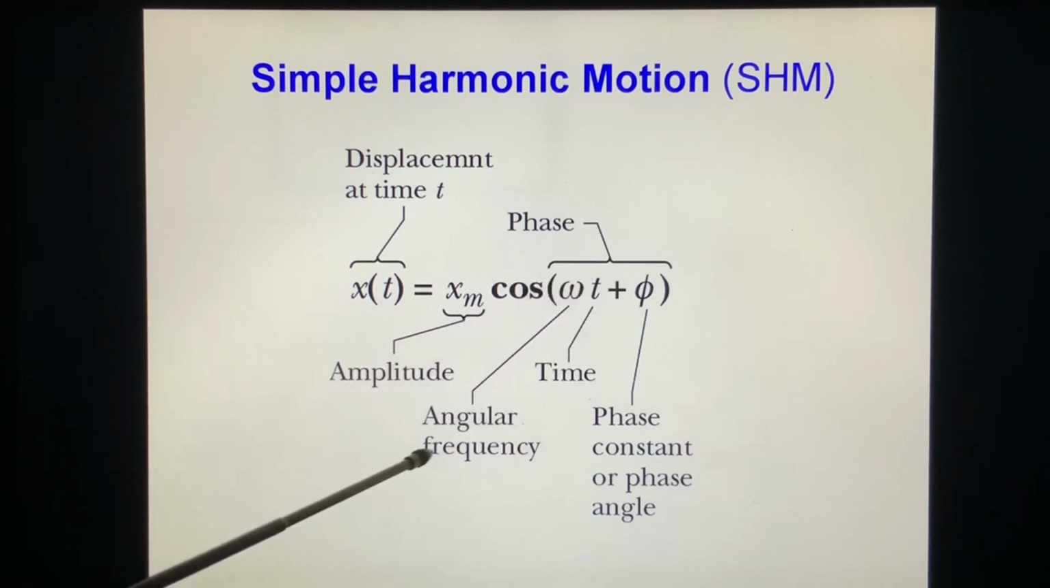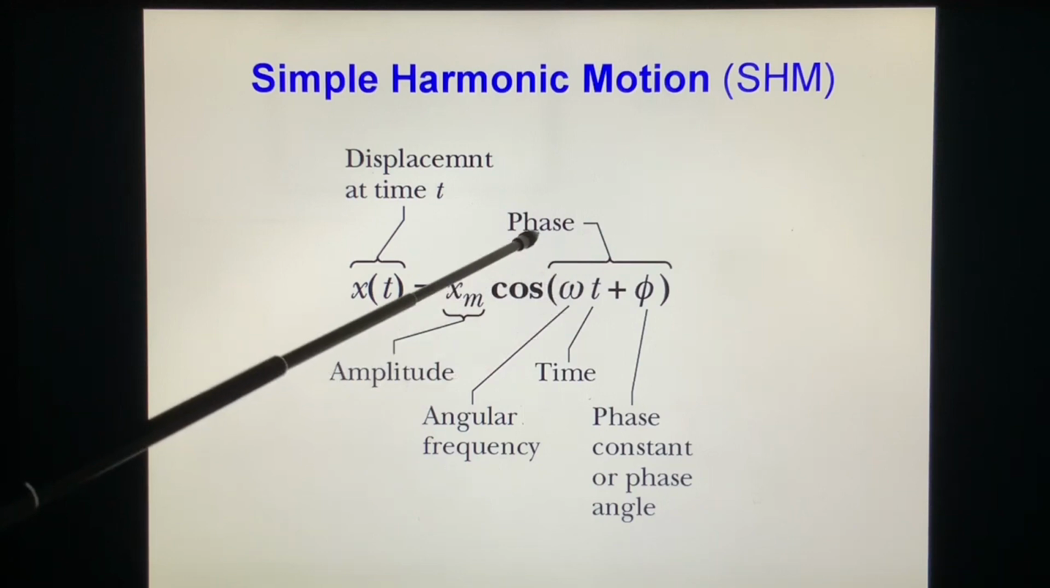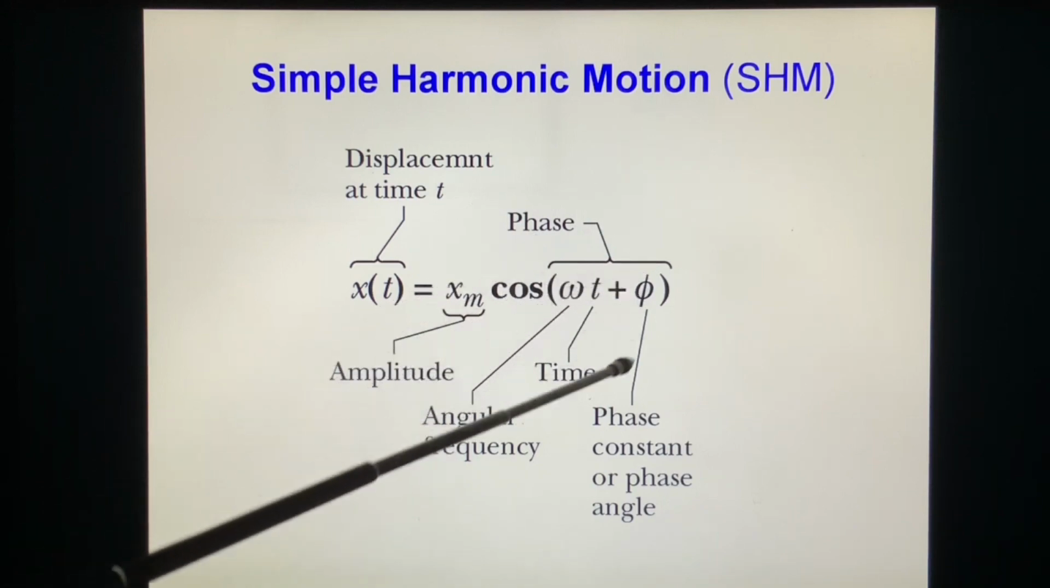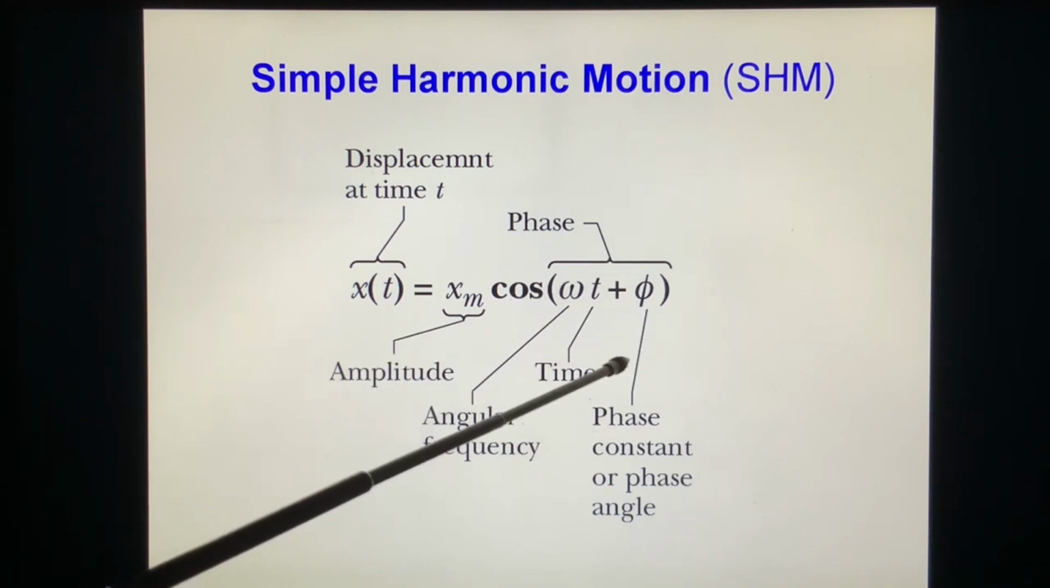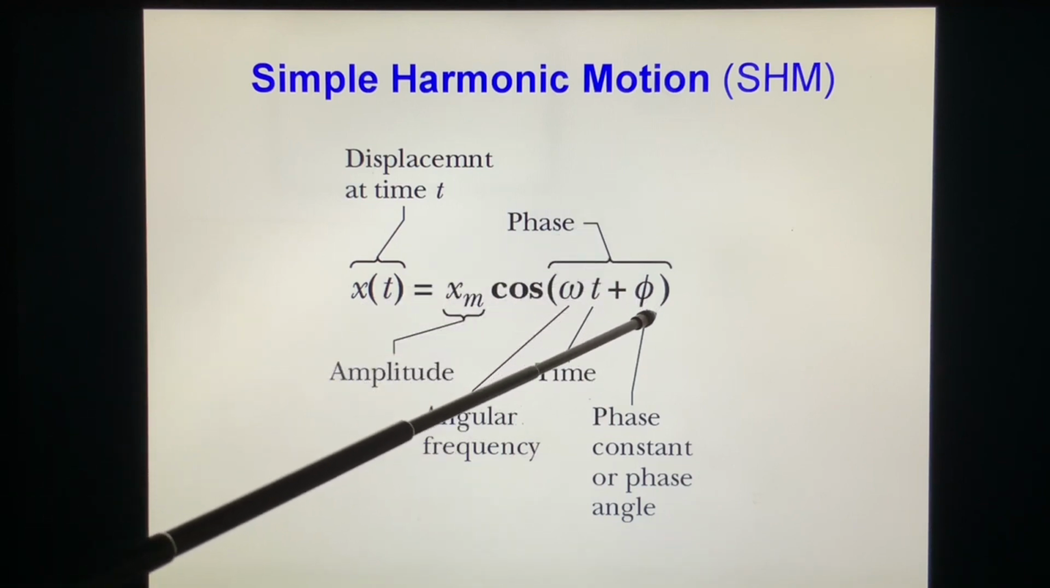This omega we call the angular frequency. And the total omega t plus phi we call the phase. This is the angle, okay? This phi is called the phase constant, or the initial phase, when t equals 0.